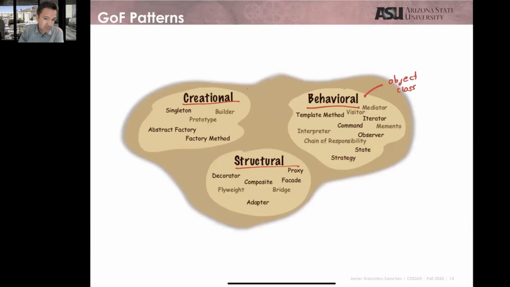Creational, create. Create what? Objects. There are particular needs when you create objects. We're going to review one. And obviously structure. Structure, connections. There are particular connections that you need sometimes in your project. Let me be more specific.